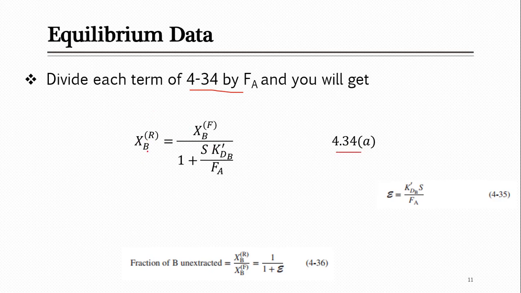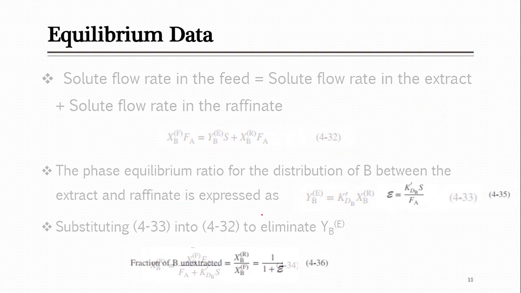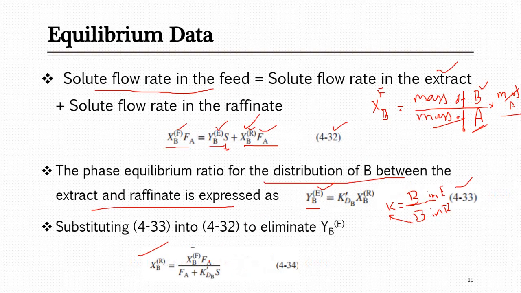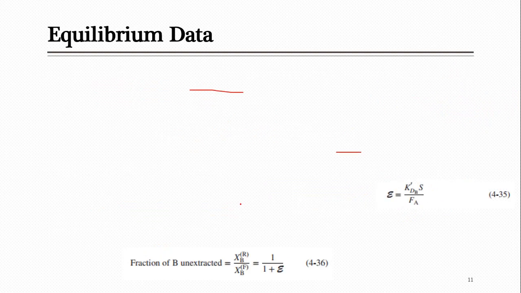So here you can see that xbr is equal to xbf over 1 plus S K over FA. Just look from here please. If I divide here, you will get only the x term here, and this here will be divided by FA. It will be 1 plus this term divided by FA, which I have written for you.